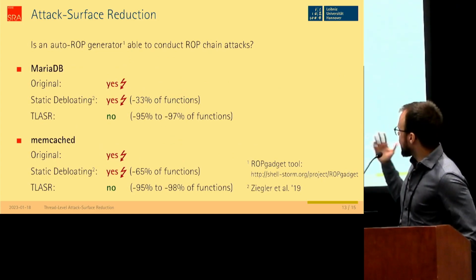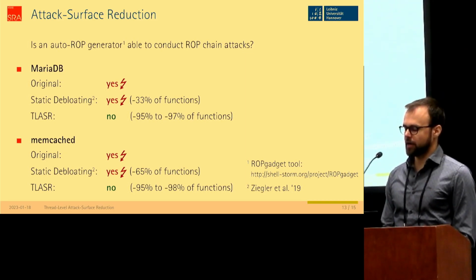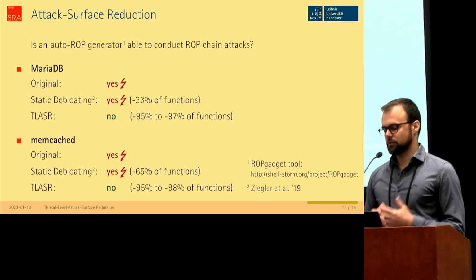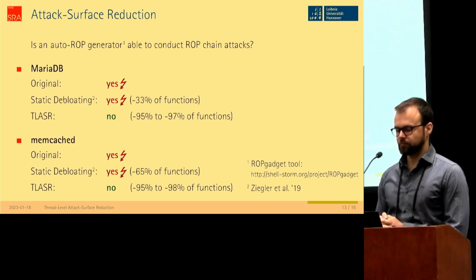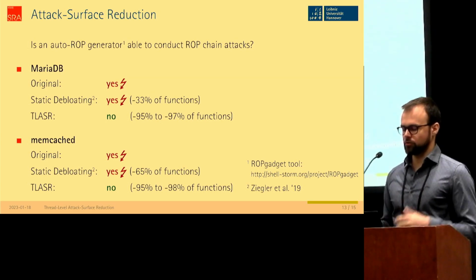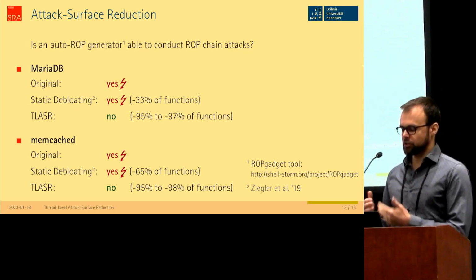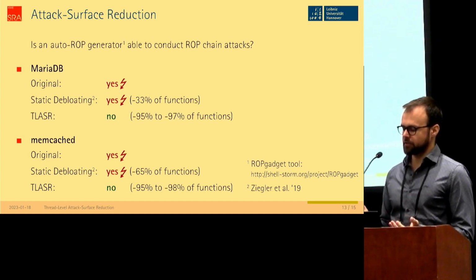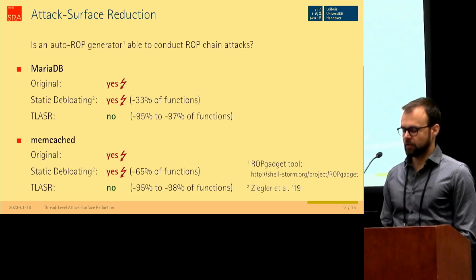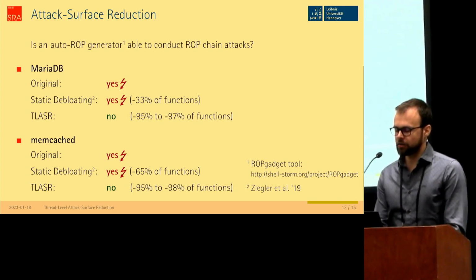But do we actually prevent attacks? To investigate that, we try to conduct automated ROP attacks. And as you can see, the auto-ROP utility is able to conduct an attack in the original MariaDB and Memcached servers, and also in statically debloated variants, but not in our TLASR-enabled servers.